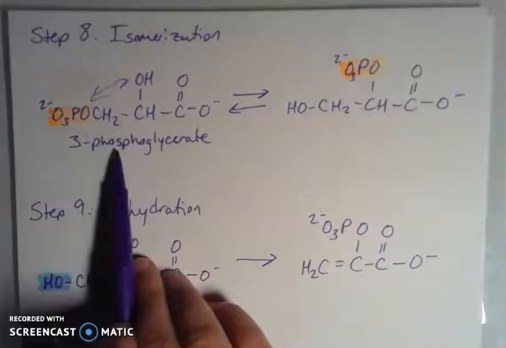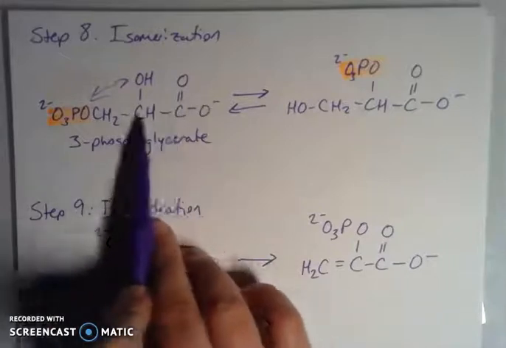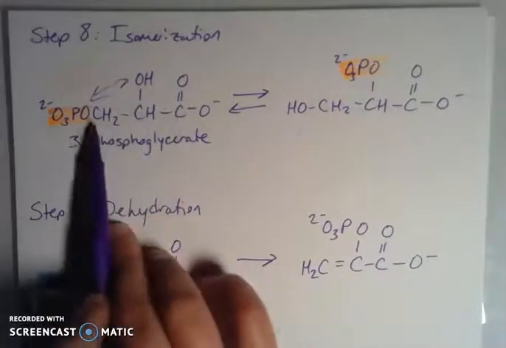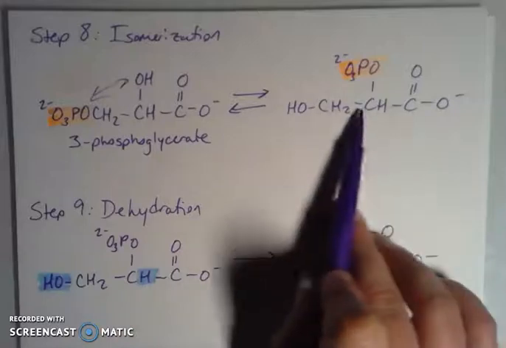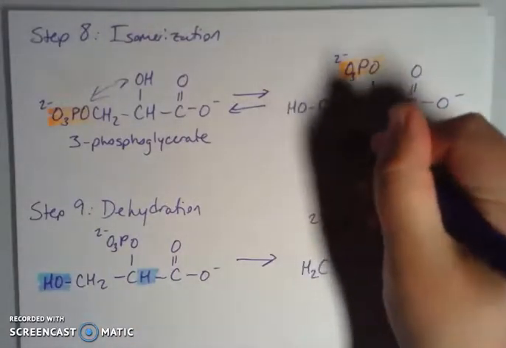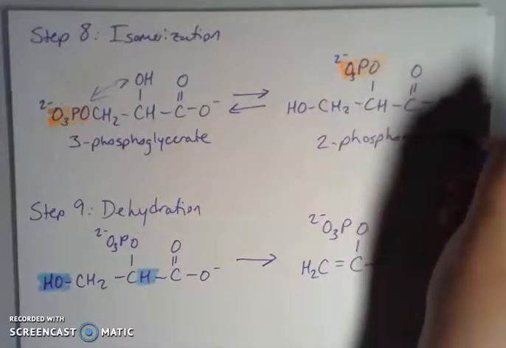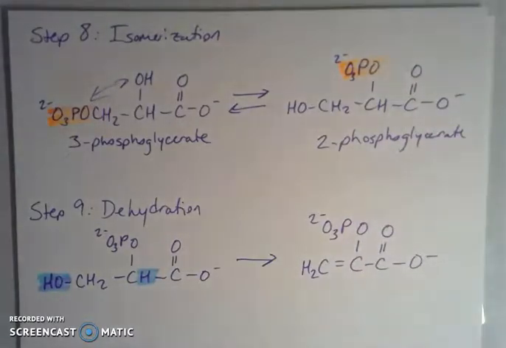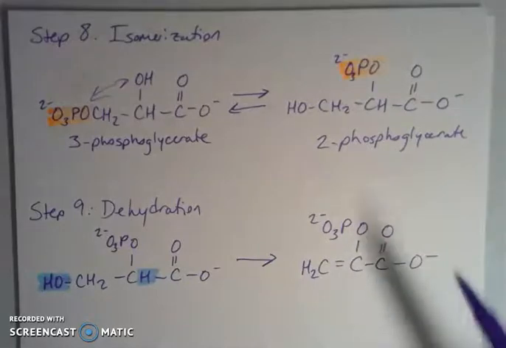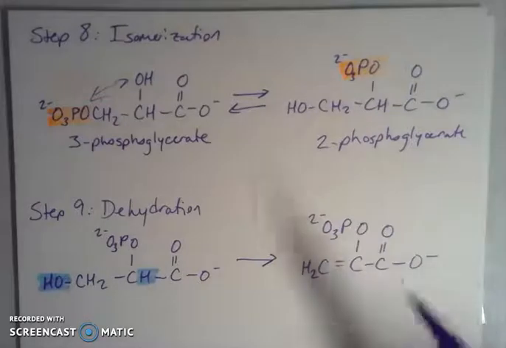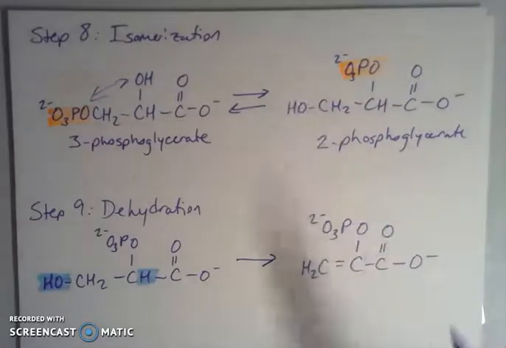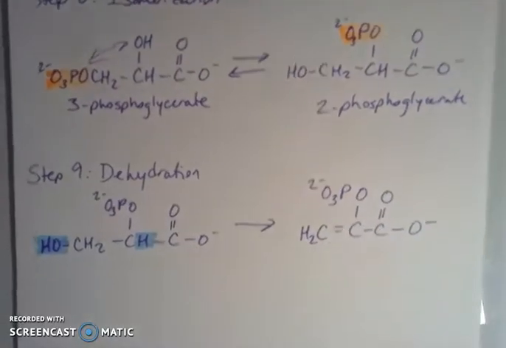Now instead of being on the 3rd carbon, so again we're counting away from this carboxylic acid here, 1, 2, 3, it's 2-phosphoglycerate. Okay. Now the reason we do that is because now we're positioned to have this hydroxyl group at the end. This hydroxyl group at the end is more reactive. It's more able to do some chemistry.